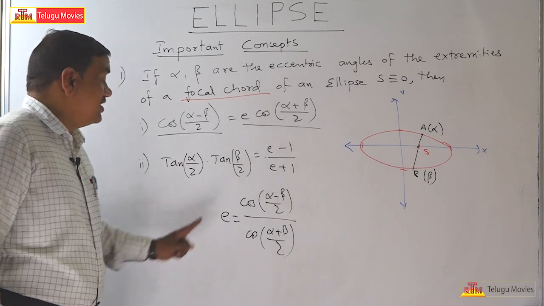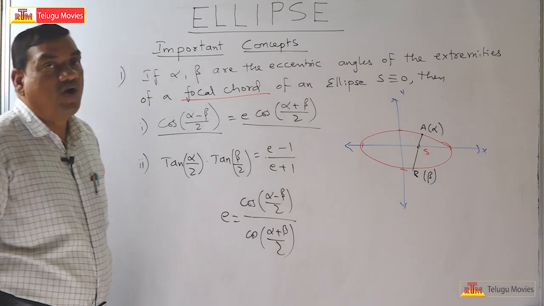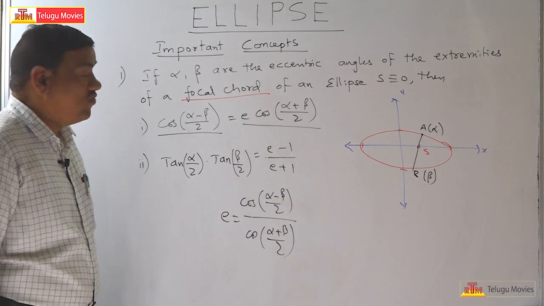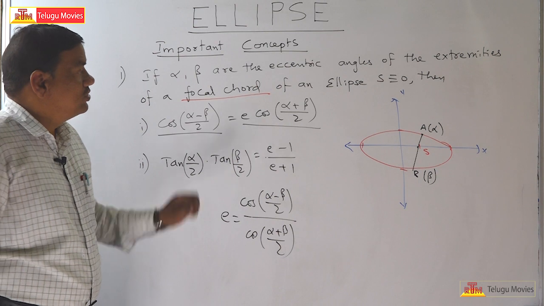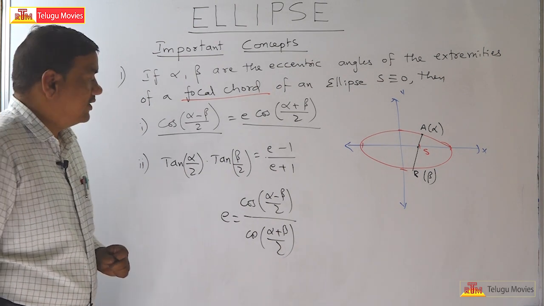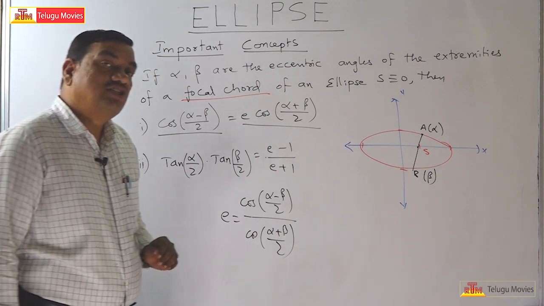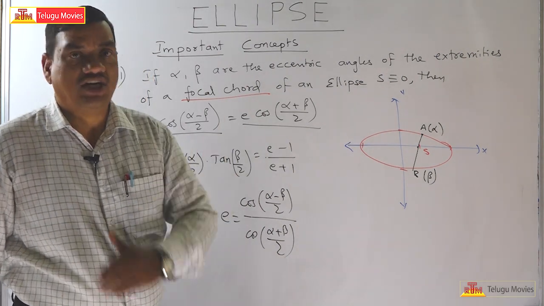So, the main relation is e is equal to cos of (alpha minus beta) by 2 upon cos of (alpha plus beta) by 2. Okay, now. This is a very important result. I hope that you understand this result. So, let us go for the next result.